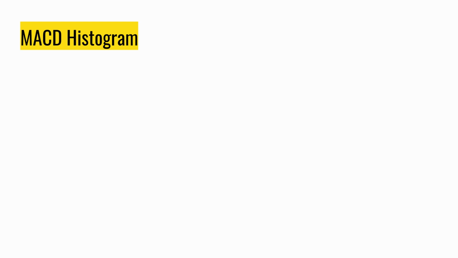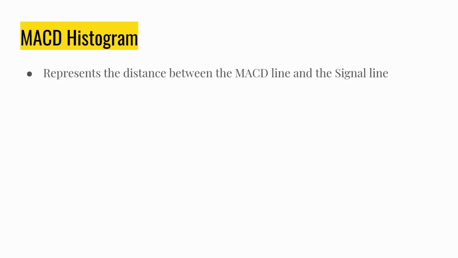With the basics out of the way, let's look at why a person would use a histogram over the original indicator. When breaking this all down, the MACD histogram simply represents the distance between the MACD line and the signal line. This is very useful as it can signal changes in trend.